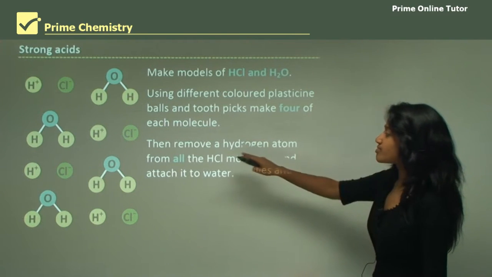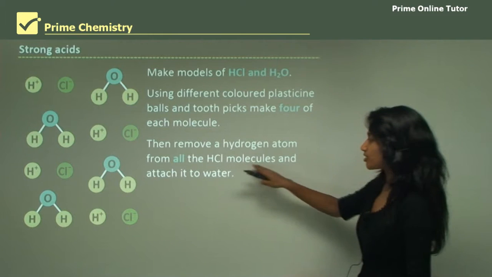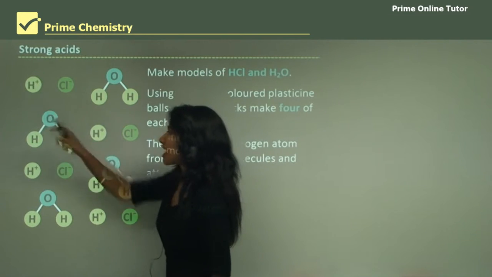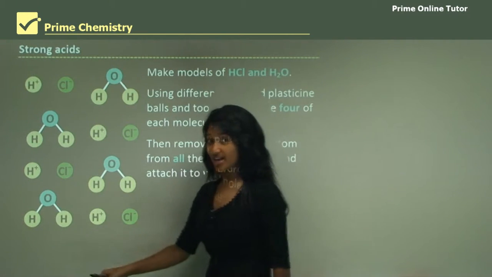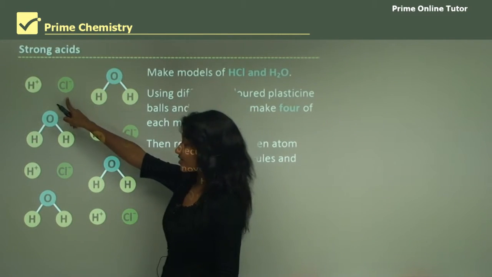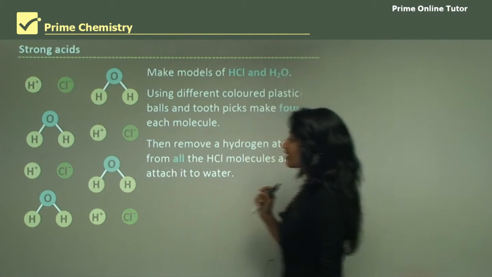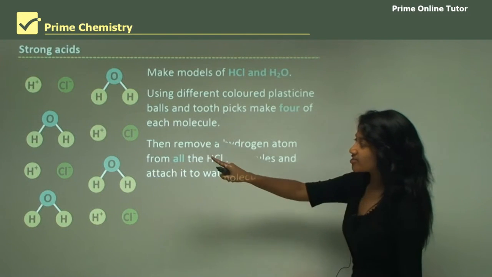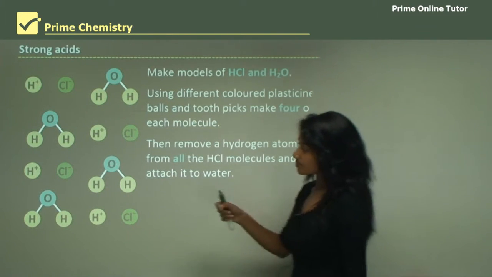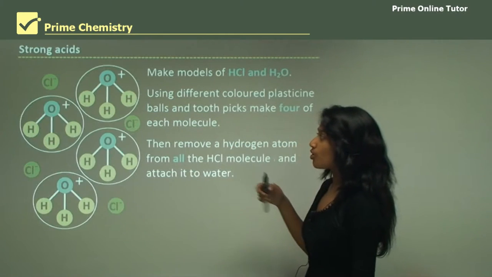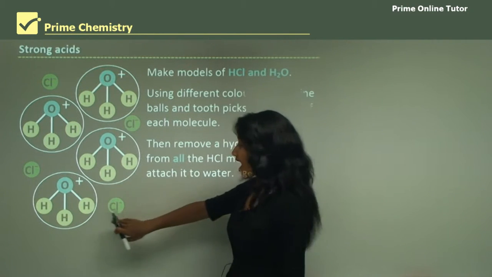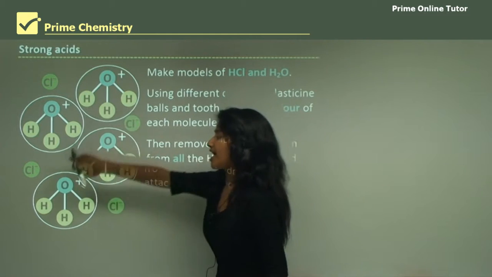Then I would remove the hydrogen atom from all the hydrochloric acid molecules and attach it to water. In this case, I've taken out all the toothpicks from our hydrochloric acid molecules, so you would be left with a hydrogen ion and a chloride ion for each of them. Now you would attach the hydrogen ion to each of the water molecules, using the toothpick you have already got. Your models would look like this at the end. You would have 4 hydronium ions and 4 chloride anions left.